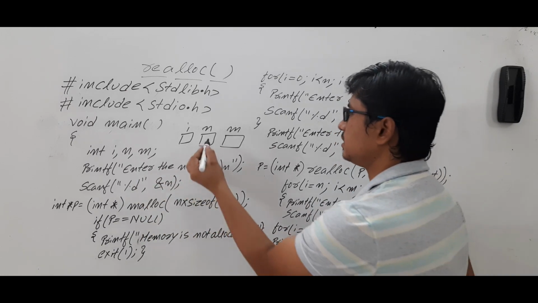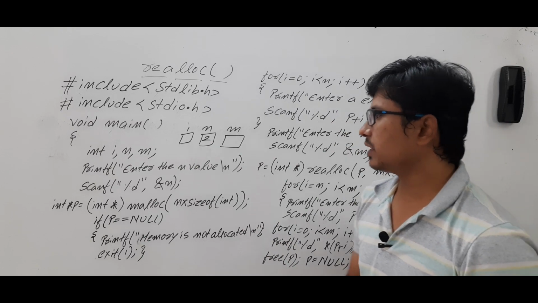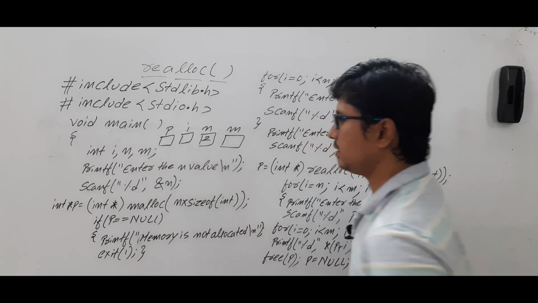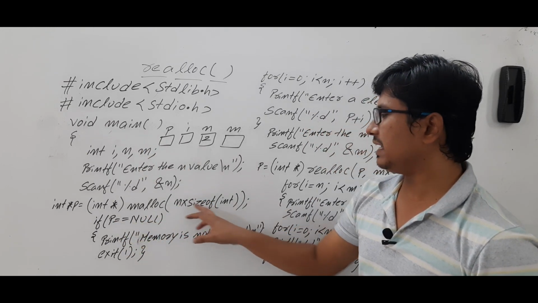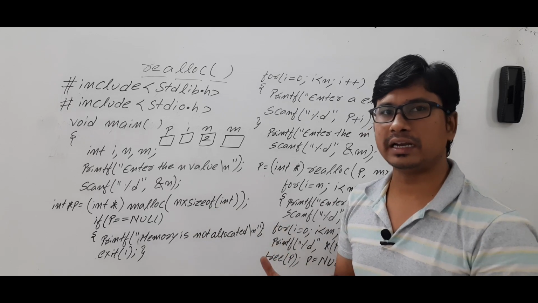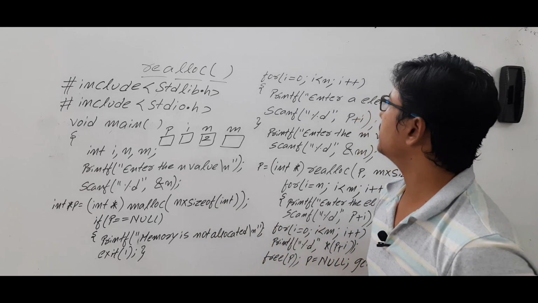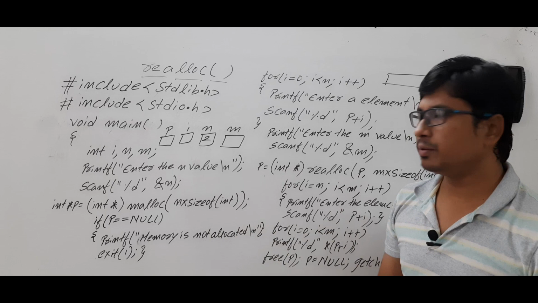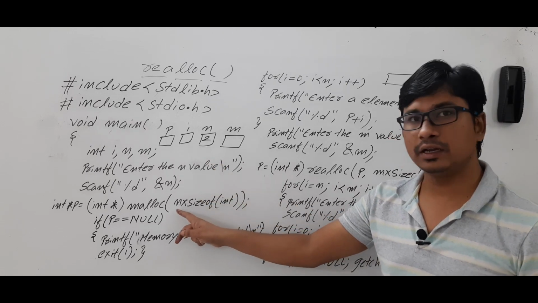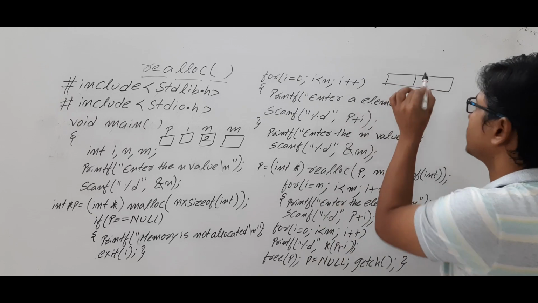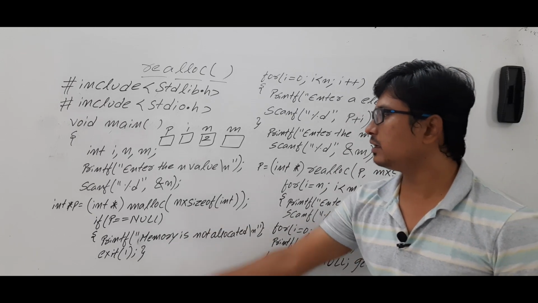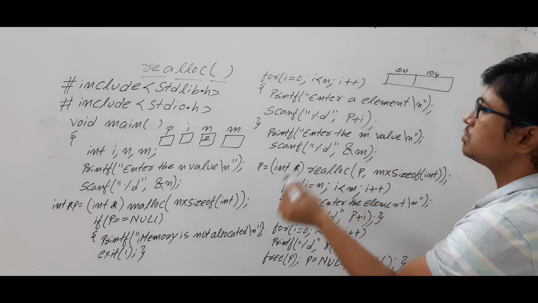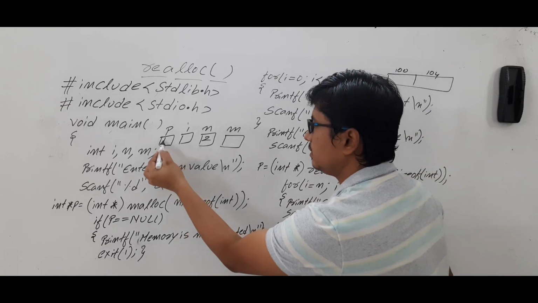Let's assume that the user has entered n value as 2. Then int star p, so you have declared a pointer p, int star malloc n into size of int. Let's assume that you are running this program on a 32-bit compiler. Then you know that one integer will occupy 4 bytes of memory. Like that, you are asking the user to create 2 into 4, 8 bytes of memory will be allocated. Then let's assume the base address is 100 and this one is 104. So p will have the base address which is 100.